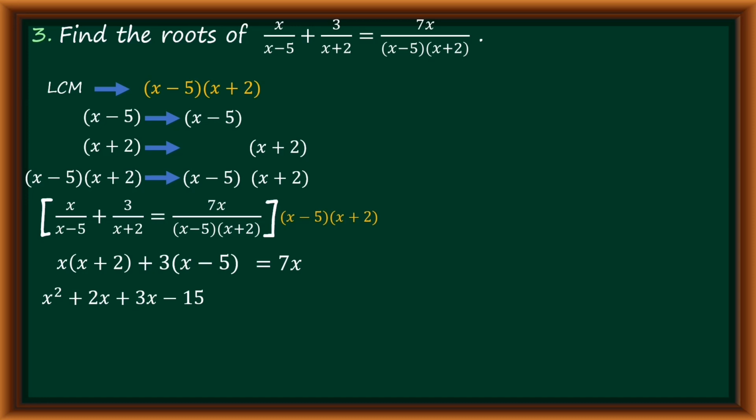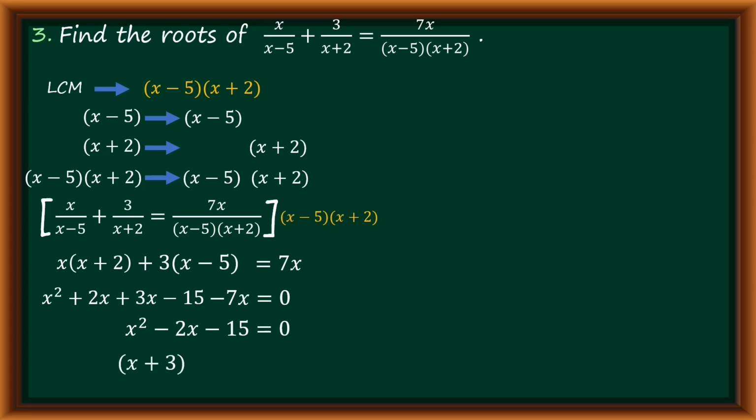Then let us transfer 7x to the left side of our equation. That is negative 7x equal to 0. Then let us combine similar terms 2x, 3x, and negative 7x. So it will give us the equation x squared minus 2x minus 15 is equal to 0. This equation is factorable, so we can apply factoring in order to find the solutions of the equation.